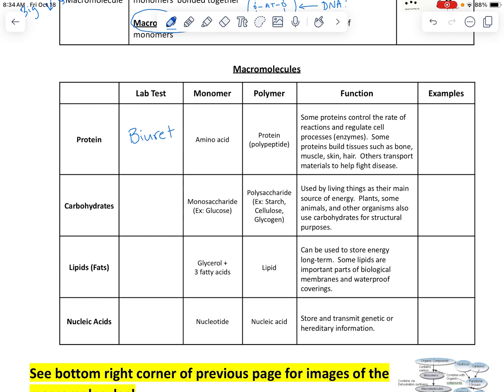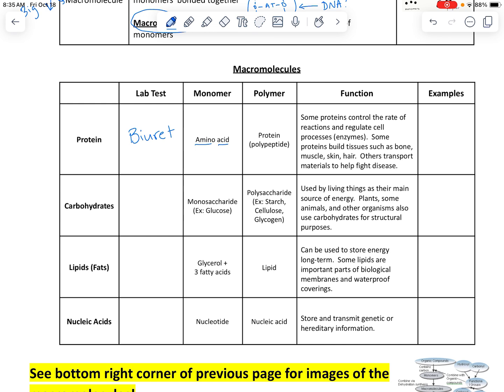The monomer of a protein is an amino acid. Okay, and there's 20 different amino acids that we build proteins with. We have an entire section later on in the year where we're going to talk about proteins and how they're built and so forth and so on.